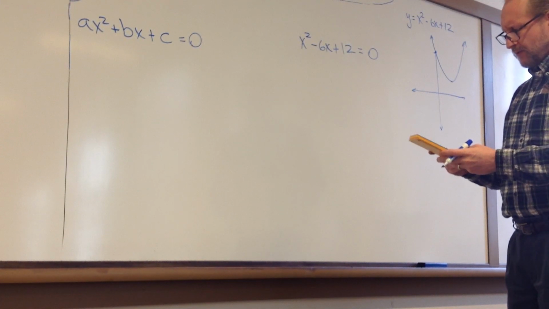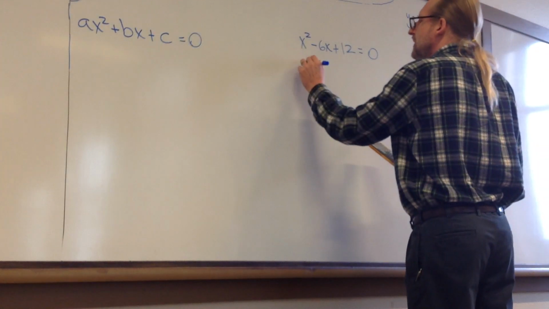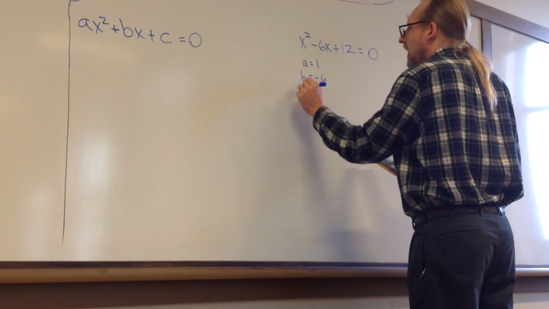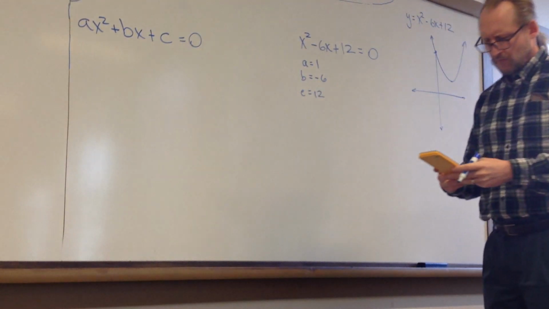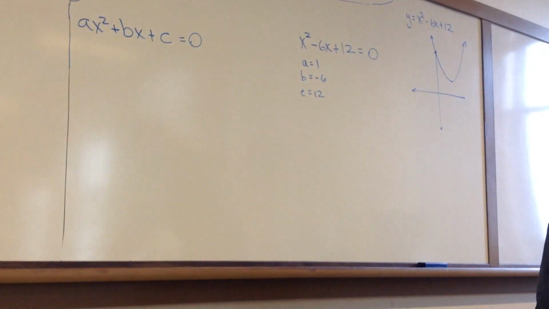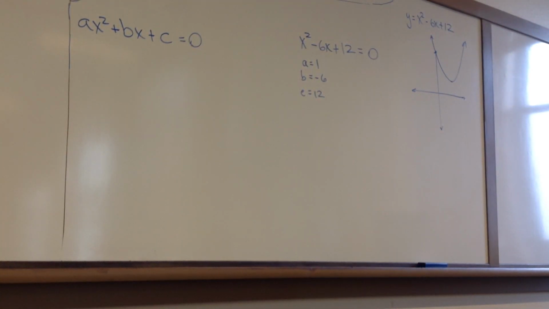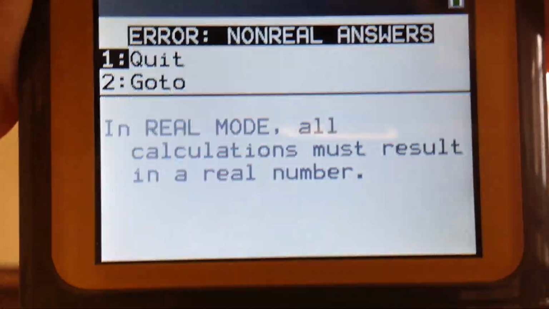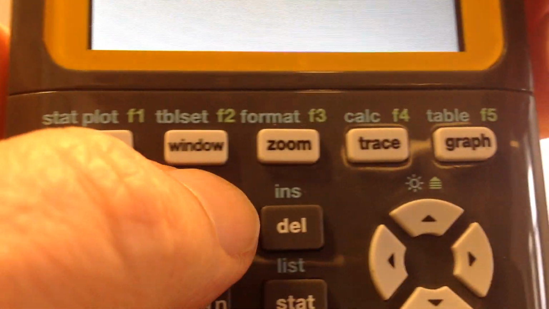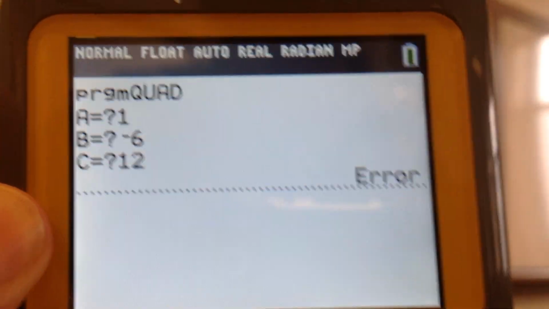So, if we put in 1 for A, negative 6 for B, and 12 for C. Now, something that might happen when you enter an equation like this, these values for A, B, and C, let me come around and show you what the calculator is saying here at this point. Okay, you can see it says error non-real answers. I'm not even sure why the calculator has this, so we want to quit out of this screen. So we hit second mode. That brings us back to this screen, and you can see it says error.